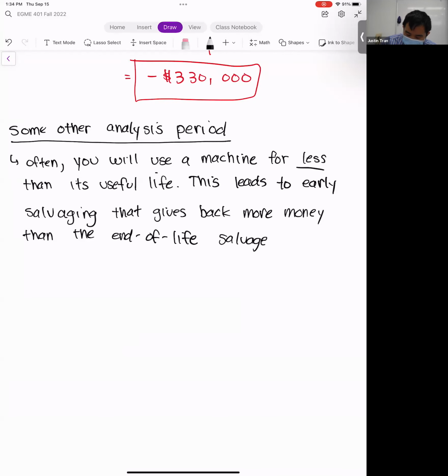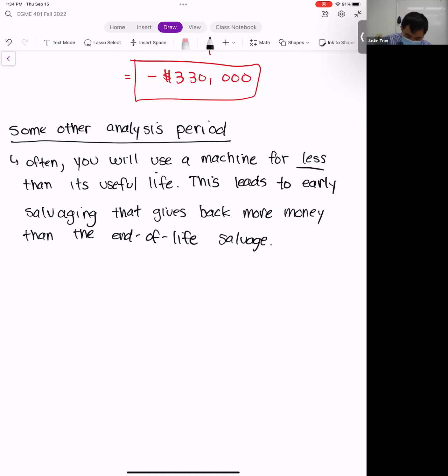And so what this leads to is that you can salvage the parts early, and that's often going to give you more money than if you ran the machine all the way up until its end of life. All right. And so, we touched on this a little bit in present worth analysis. I know that we didn't have a chance to do an example with it, but I wanted to make sure I cover it here, so that you can see a good example of it.